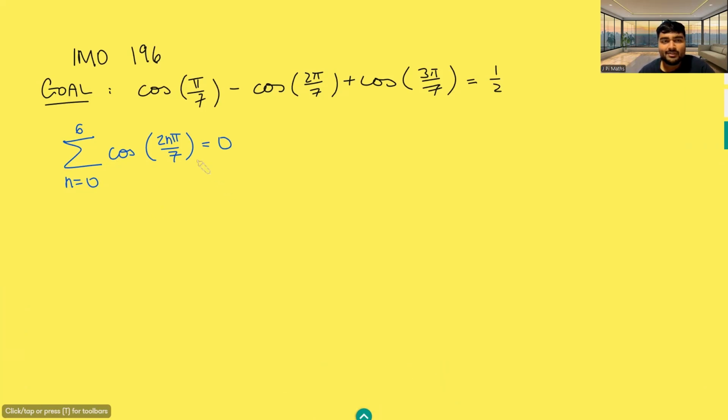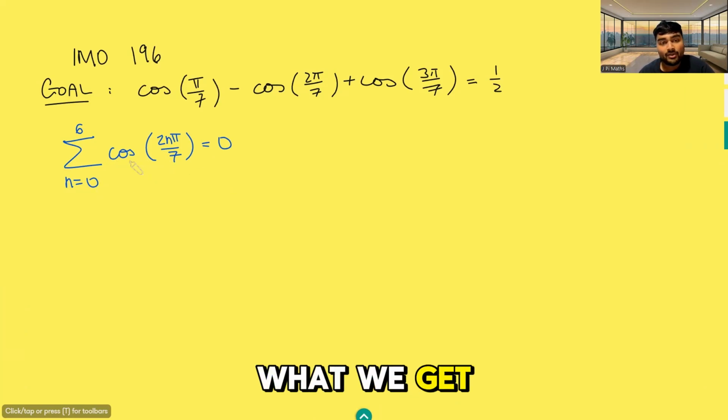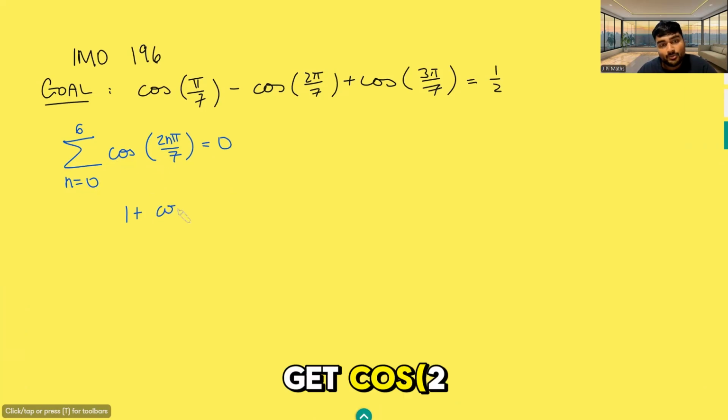Well, let's just write out what those terms are. When n is 0, what do we get? We get cos of 2 times 0 pi over 7, so cos of 0, which we know is 1. Okay, what about when n is 1? Well, we get cos of 2 pi over 7.